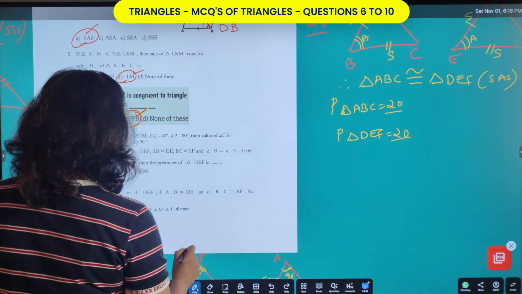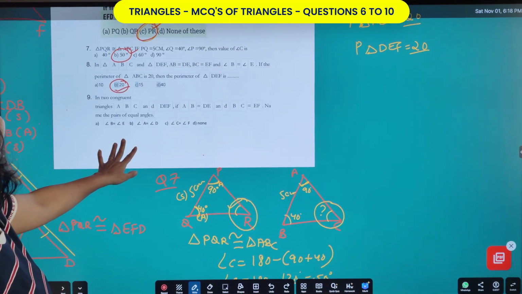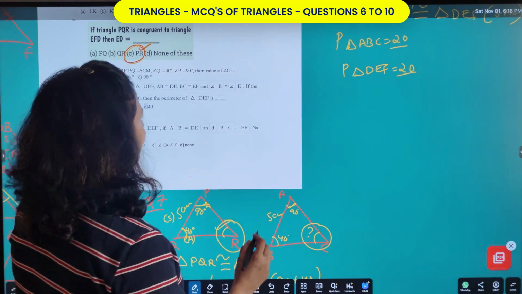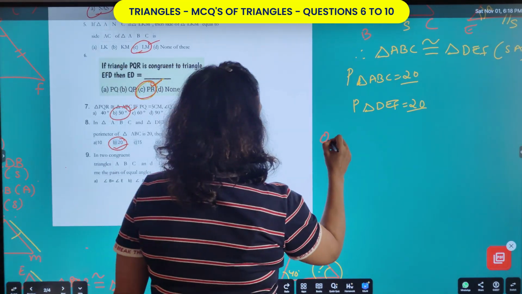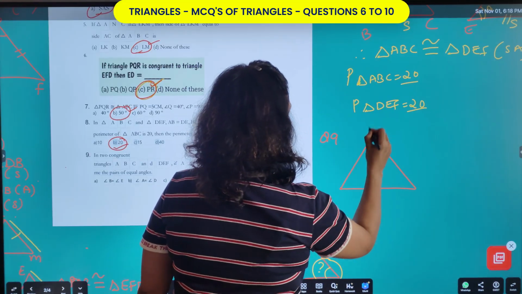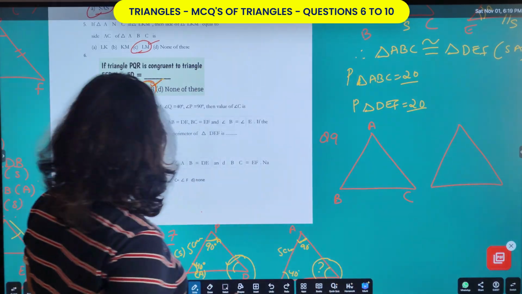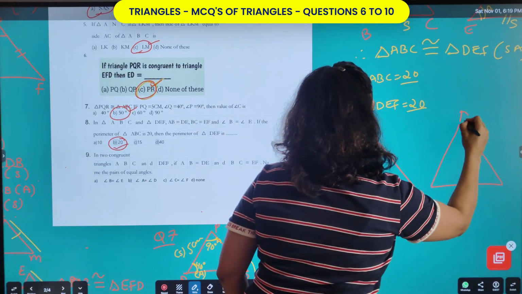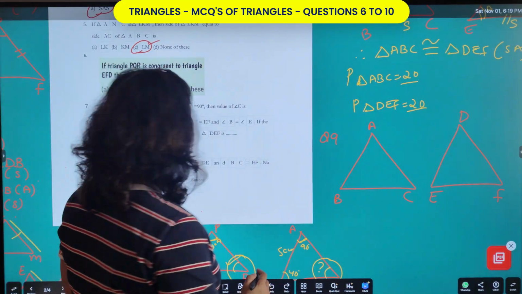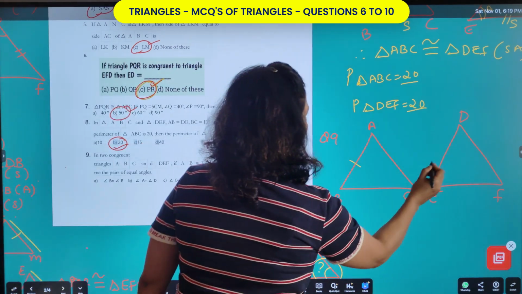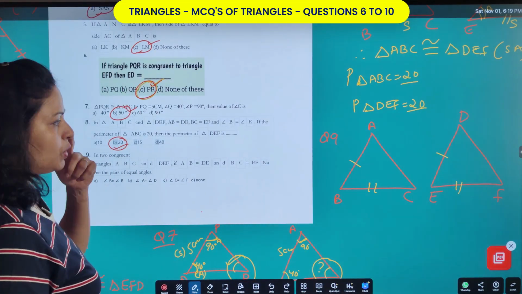Let's see question number 9. Question 9 also says two congruent triangles ABC. So again we'll draw triangle ABC and triangle DEF, which they've given you. Here AB is equal to DE, BC is equal to EF. Okay, name the pairs of equal angles.